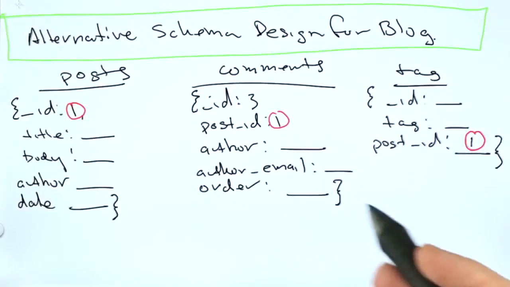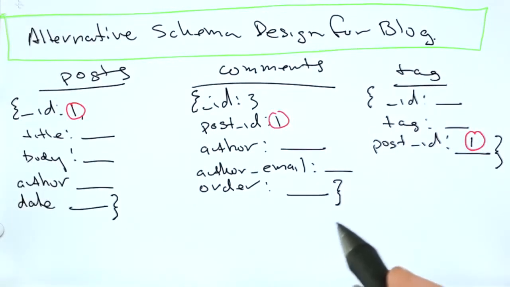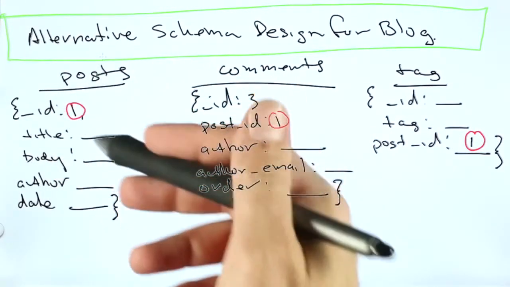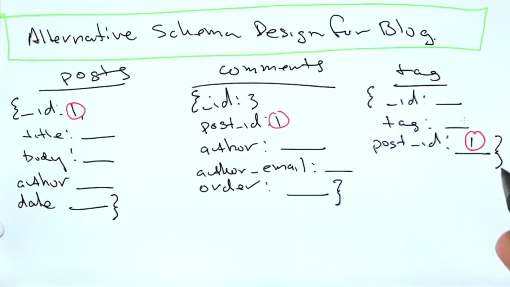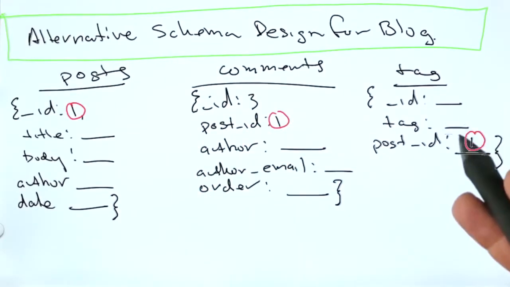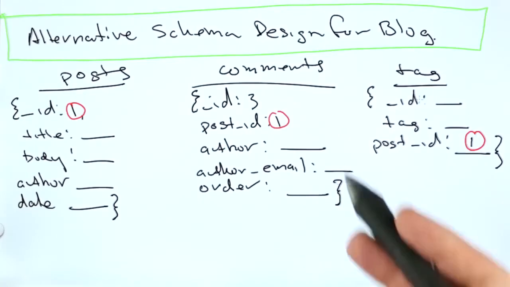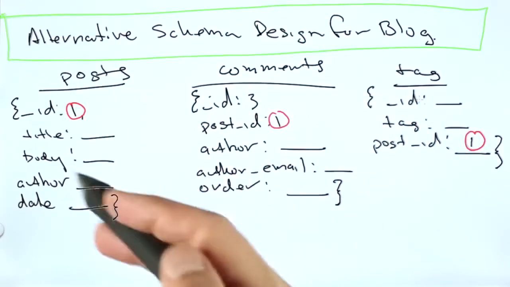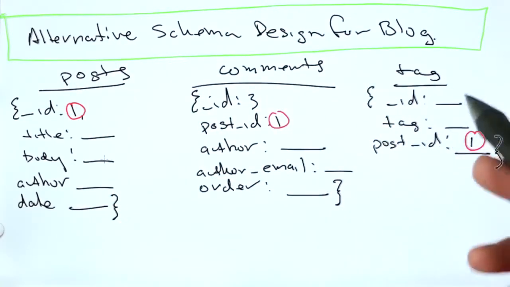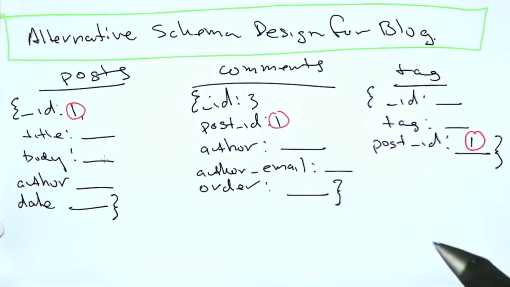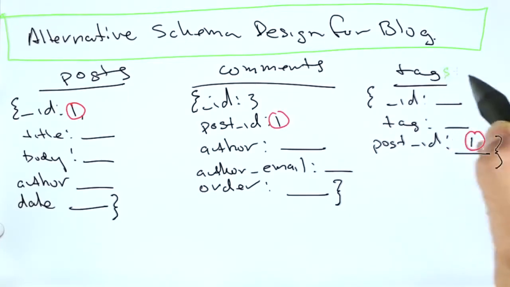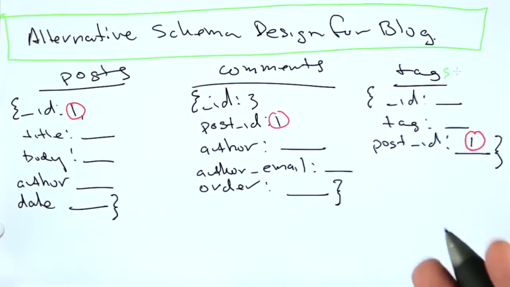Let's say we wanted to try a different design for our blog schema. For example, rather than have everything in the post collection embedded, with an array for the tags and an array for the comments, we could have a separate collection for posts, comments, and tags. And if we did that, add an S here, what would it look like?